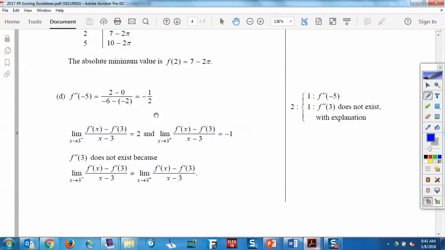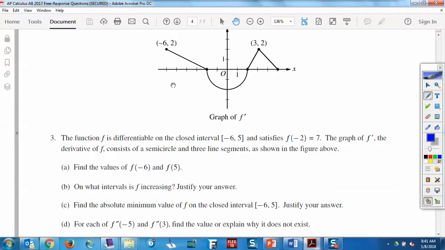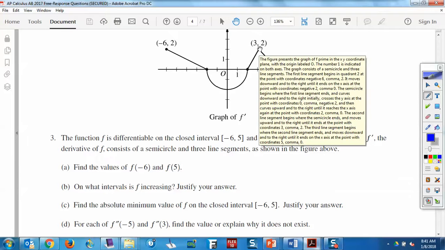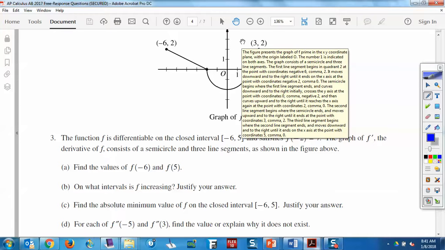Okay, all right, -1/2. Okay, so let's go back to the other one. So at f double prime of -5, isn't that just a slope here? -1/2, right? It's a line, and so actually it'd be back here, and so it's just -1/2, right? And then f double prime at 3. What'd you say? Does not exist. Explain why.